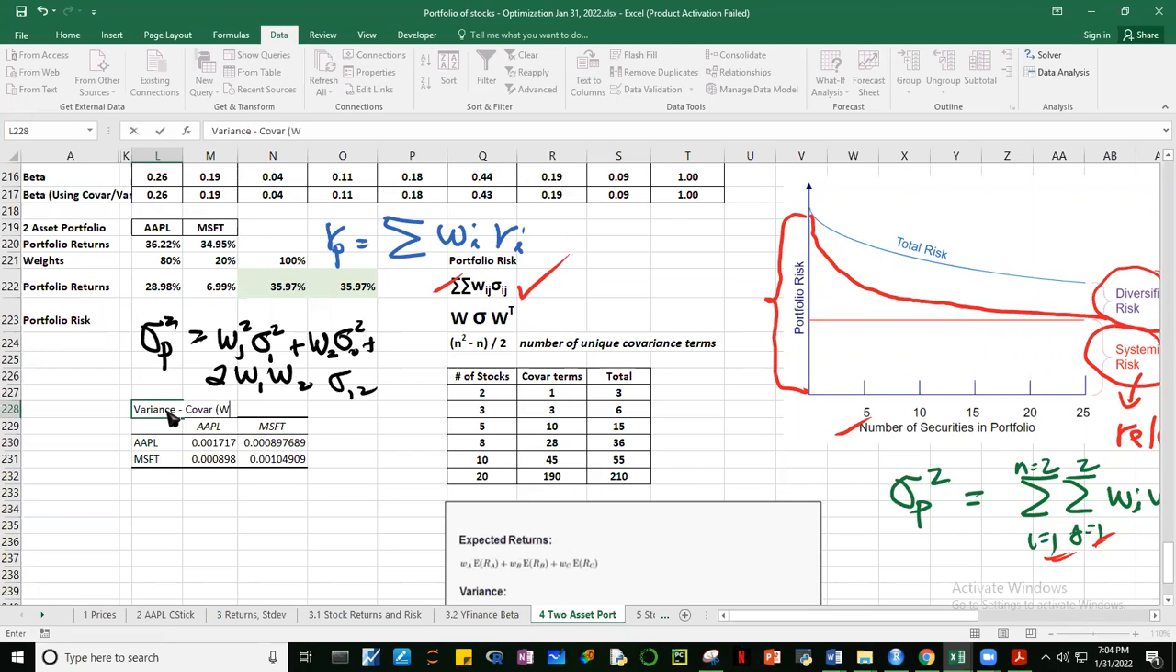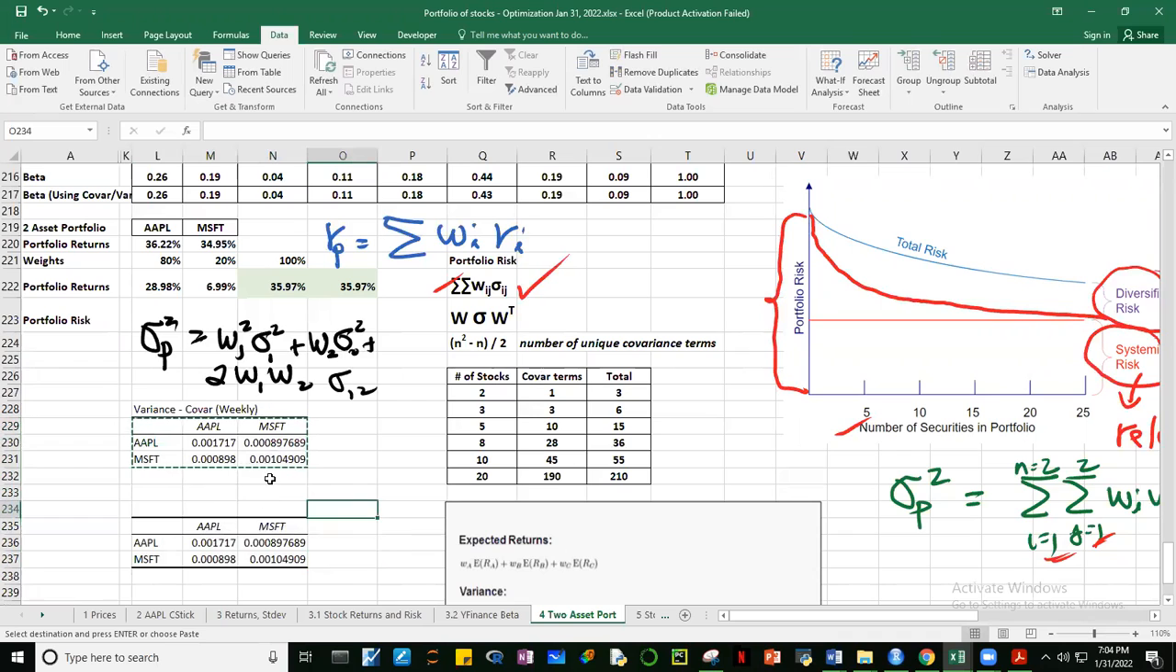Covariance. This is weekly, because it's the weekly variance-covariance. Now, what we want, guys, is the annualized one, because that's what we use. So let's copy this first. Control C, Control V. Okay, we copied it, because we will manipulate this to make it an annual variance-covariance. Variance, covariance. This one is annual.